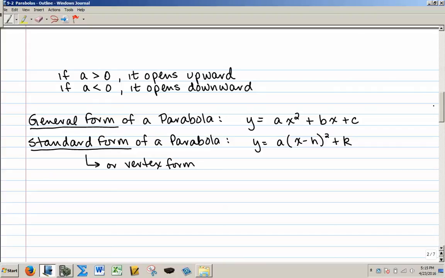If a is positive, the parabola opens upward. If a is negative, the parabola opens downward. Now the general form of a parabola you probably recognize from Algebra 1 is y equals ax squared plus bx plus c. And the standard form of a parabola, which is vertex form, which we actually saw earlier in this course, is y equals a times the quantity x minus h squared plus k.